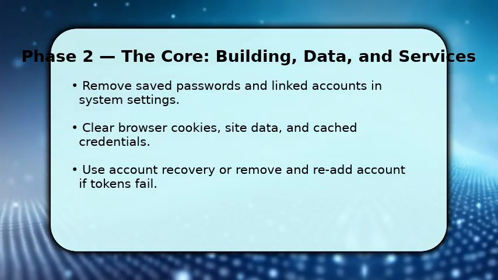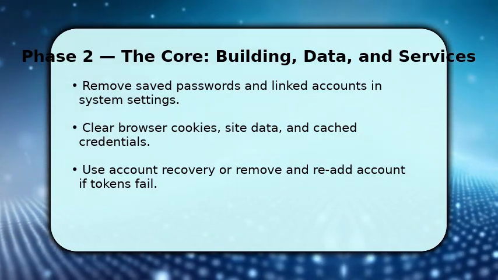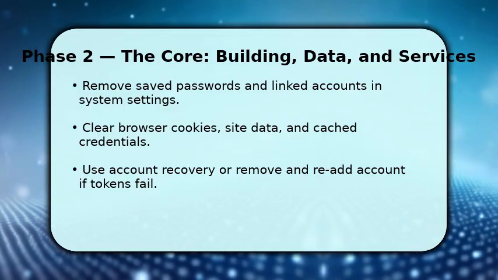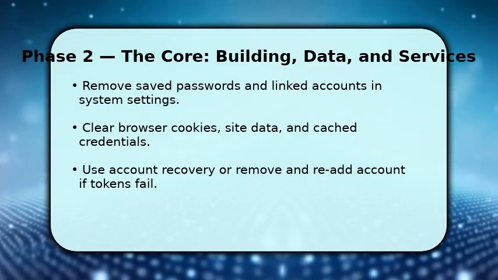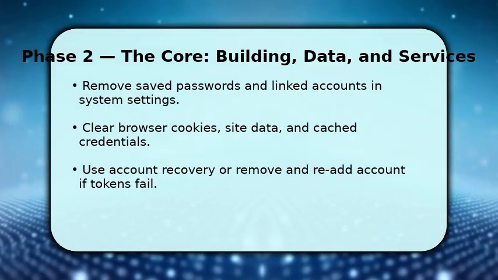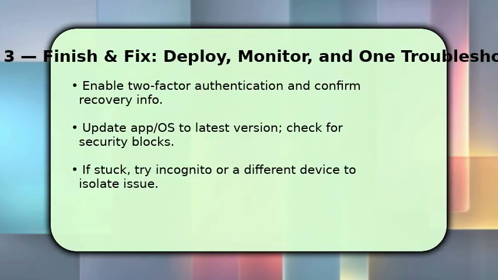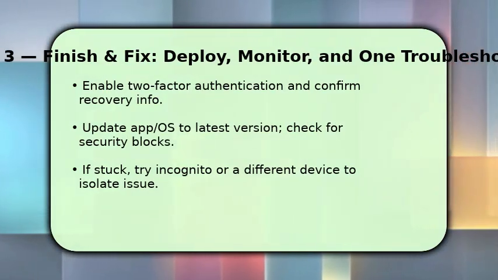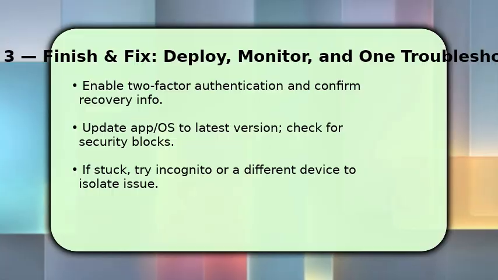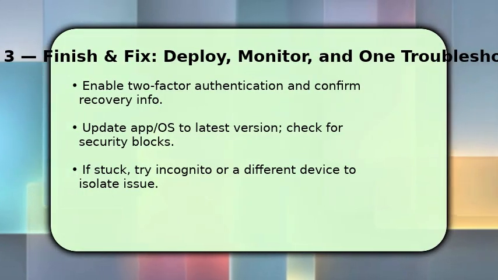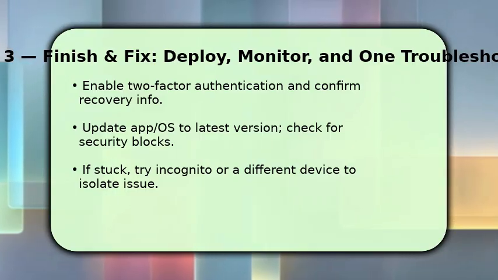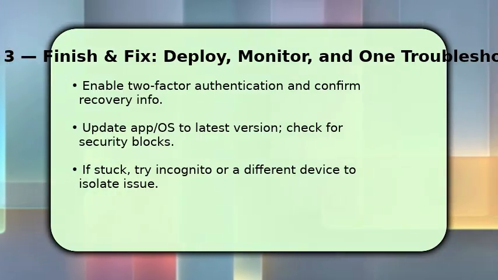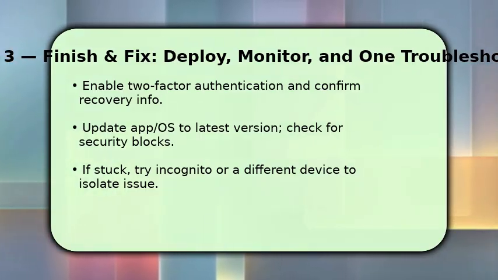If the problem persists, use account recovery options or remove and re-add the account entirely. This forces new OAuth tokens. Finish by ensuring your account and device are secure and current. Enable two-factor authentication, confirm recovery email or phone, and update the app or operating system to the latest release so known bugs are eliminated. Once updated, sign in and confirm access on one device, then sync others.